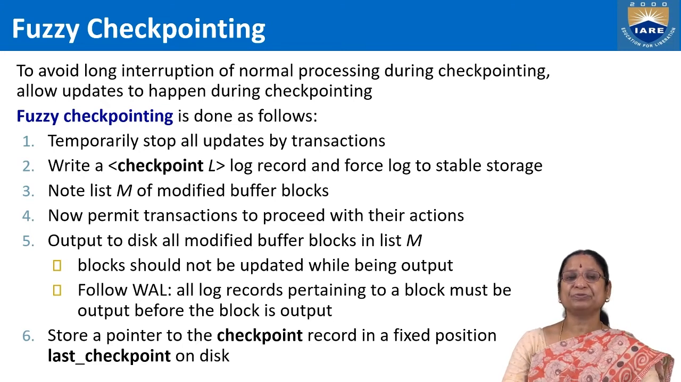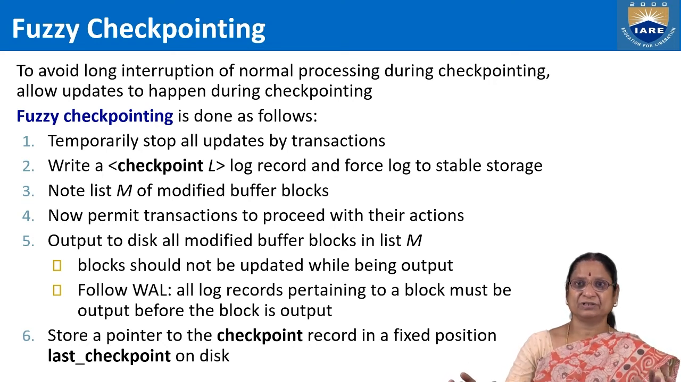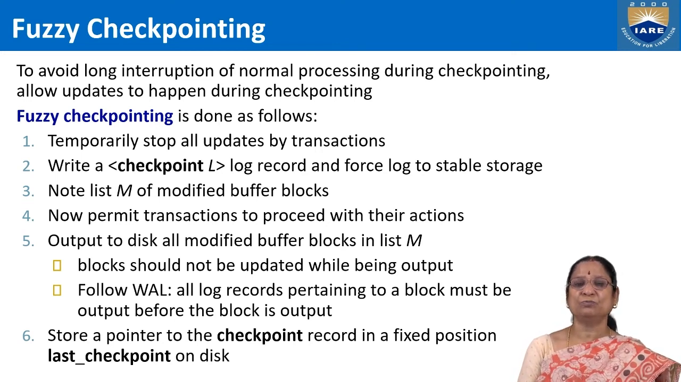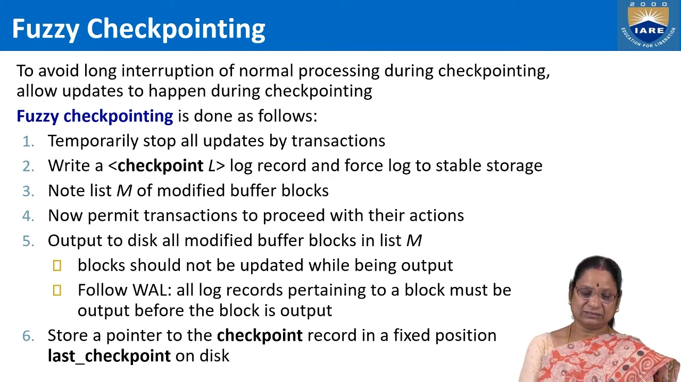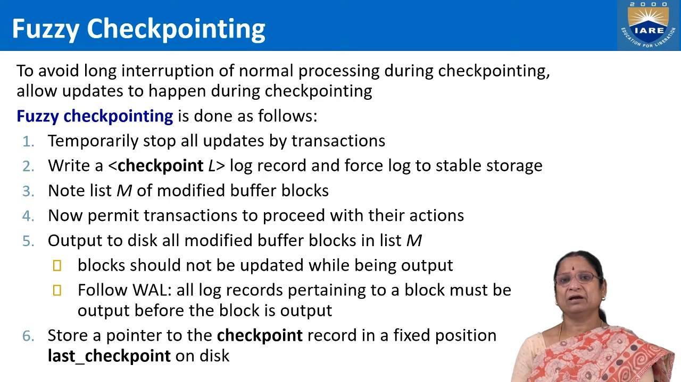WAL rule means that before output into the secondary storage device, log records must be written into the stable storage. That is, all log records pertaining to the block must be output before the block is output to the secondary storage. Then store a pointer to the checkpoint record in a fixed position, last checkpoint, on the disk.